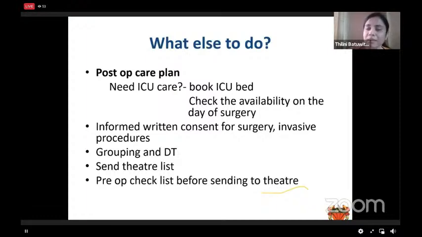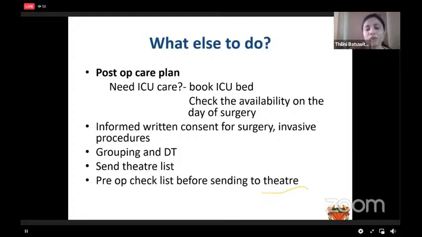It's a house officer's duty to book the ICU bed, and most importantly, you have to make sure that the ICU bed is available just before the surgery, on the day of surgery, because booking an ICU bed itself doesn't mean that the bed is available. So you have to check it in the morning. Otherwise, the patient may be undergoing surgery and there is nowhere else to send the patient.